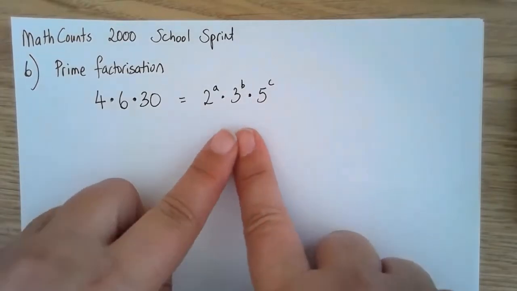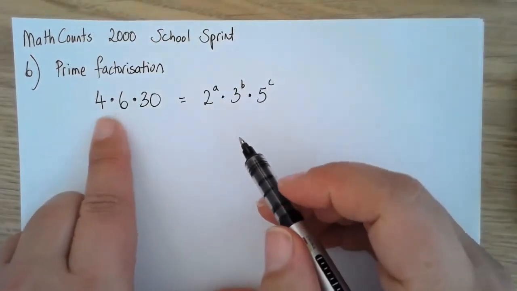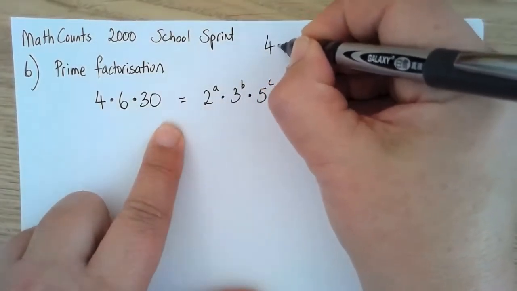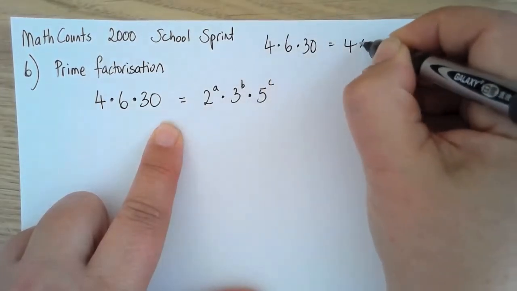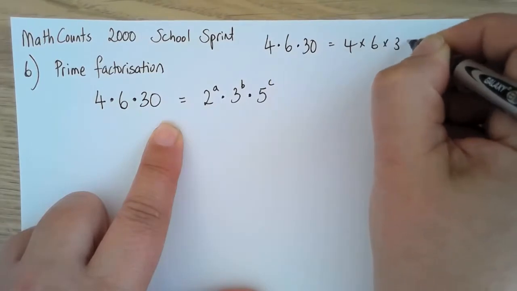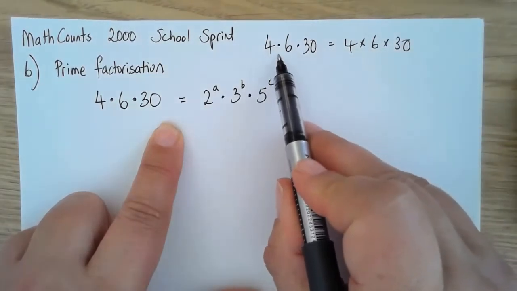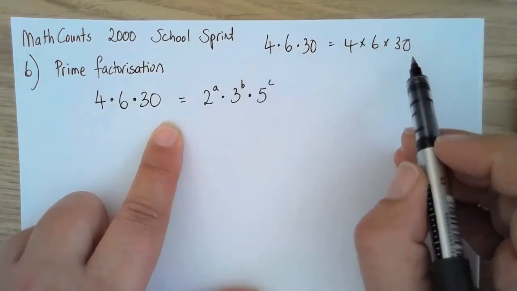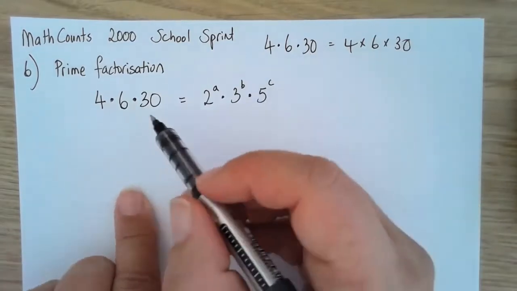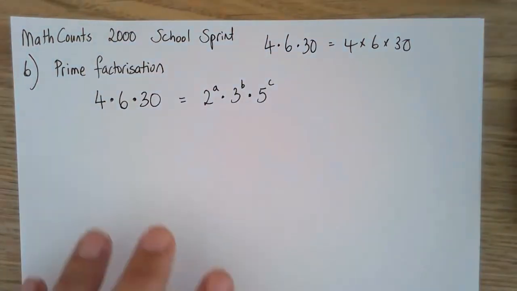If you are British or don't usually use the dot as your multiplication symbol, you might prefer to think of 4, 6, 30 as 4 multiplied by 6 multiplied by 30. So wherever you see that dot in the middle, it's not a decimal point, it's meaning you multiply them together. So this is the same as this. But let's stick to the multiplication dots this way.